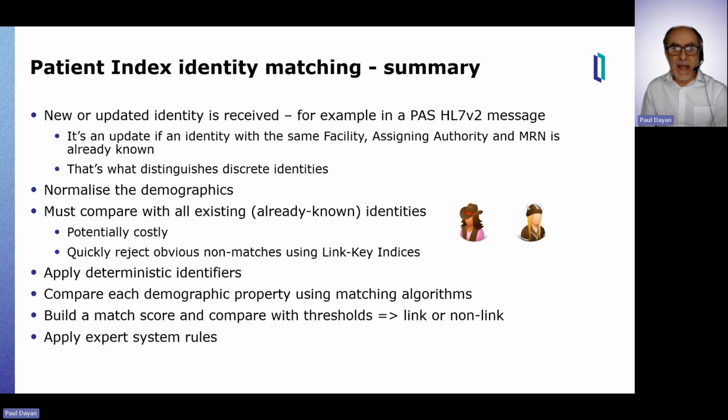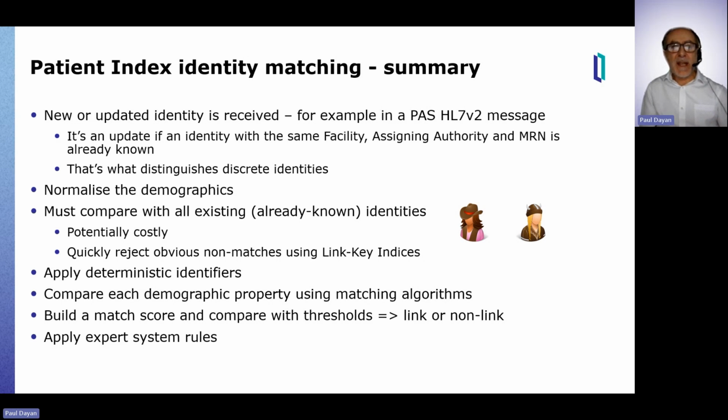If the identity pair get over that hurdle, patient index optionally checks for matching deterministic identifiers. These are identifiers that you have specified as trusted, if they are present, across all the sources, for example, a verified NHS number. If any deterministic identifiers match, the pair are assumed to match.